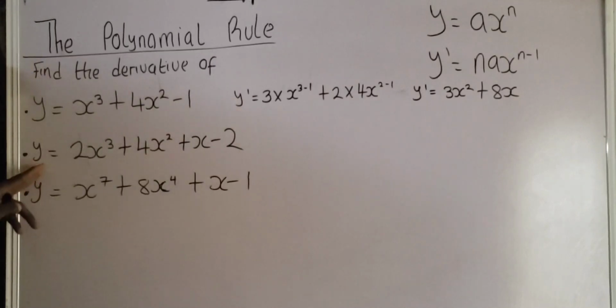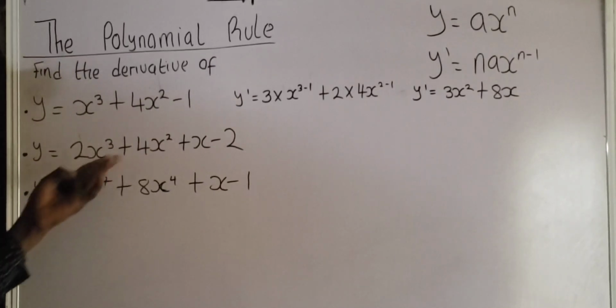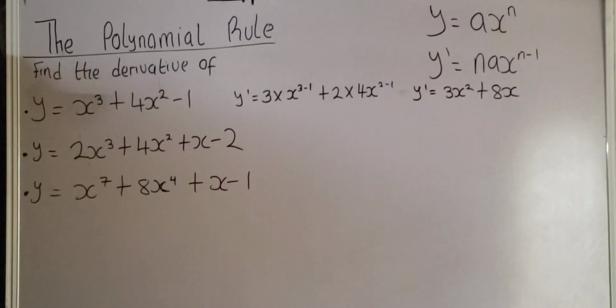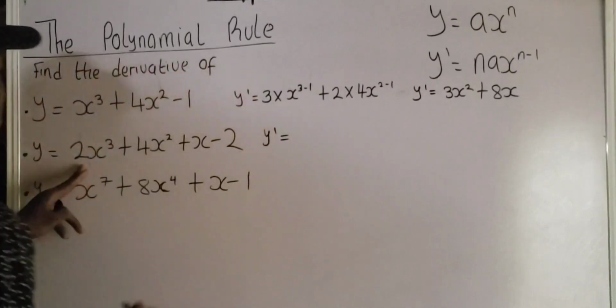Now let us proceed to question number 2. Find the derivative of y is equal to 2x^3 + 4x^2 + x - 2. The derivative of y according to the power rule is what?